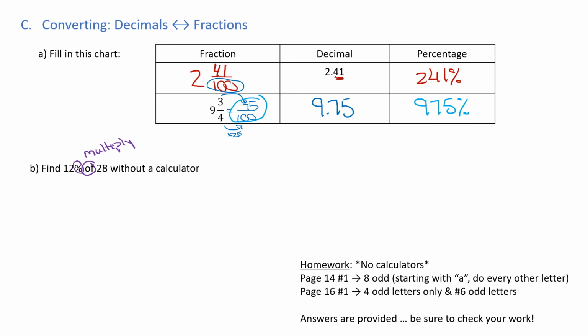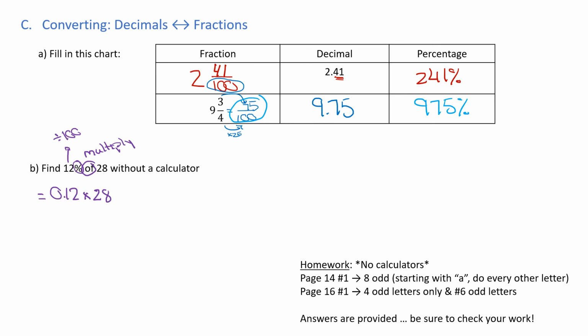In math, what we do to get rid of a percent is we divide by 100 or move the decimal 2 spots to the left. So 12% is really 0.12. Just like if you look back up over here in the chart, just look at the 0.41, ignore the 2, that's your 41%, right? So the decimal is moved twice from there. So 12% is 0.12, of is multiply, and then 28.